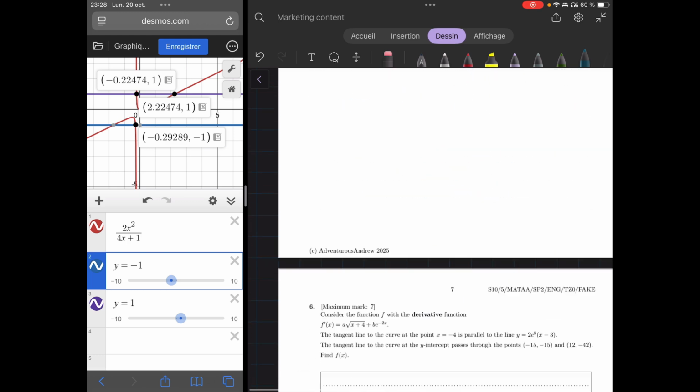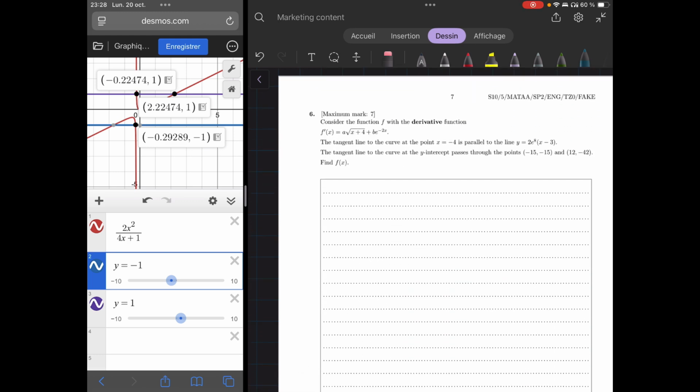Very straightforward. Question 6. In this question, you're given the derivative function. And you're given that the tangent line to the curve at x equals negative 4 is parallel to this line. From this information, we can deduce that f prime of negative 4 is equal to 2e to the 8. So, from here, we can deduce that b has to be equal to 2.